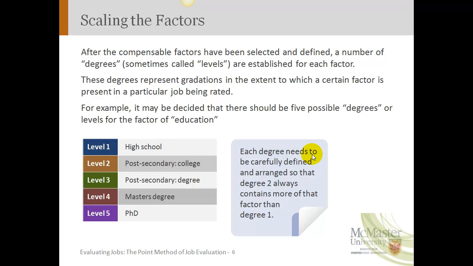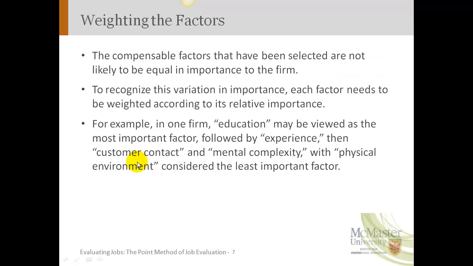So there might be some jobs that require high school, that might require post-secondary college, a degree, a master's degree, a PhD, but we need to make sure that we arrange the levels in an order whereby there's some kind of hierarchy. So in our case, you can see level 2 is higher than level 1, level 3 is higher than levels 2 and 1, and so on and so forth. And then we'd have to make sure that we weight each of these factors. So how could we decide on weighting?